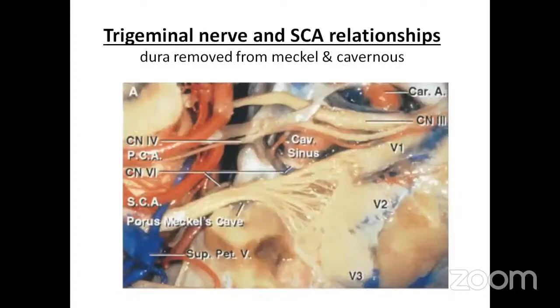In this diagram, there is the relationship of the trigeminal nerve with the superior cerebellar artery. The dura has been removed in this diagram. These are the divisions of the trigeminal nerve. This is the sensory root that goes along below the superior cerebellar artery to form the junction with the brain stem, and it is also intertwined with the superior petrosal vein.